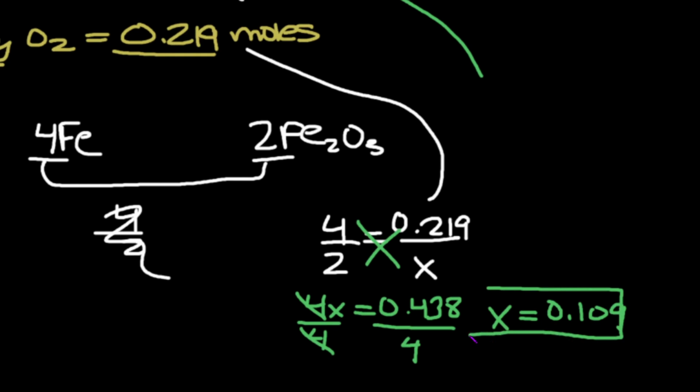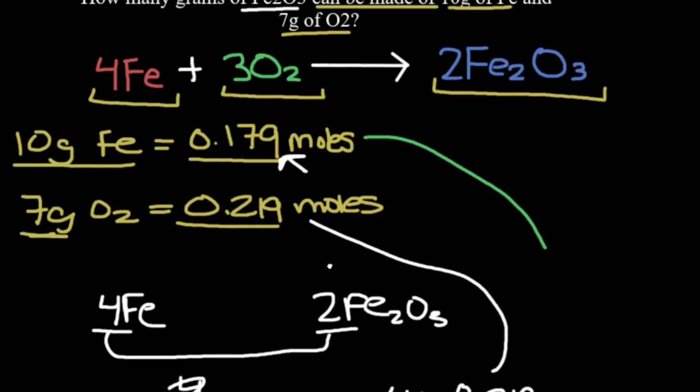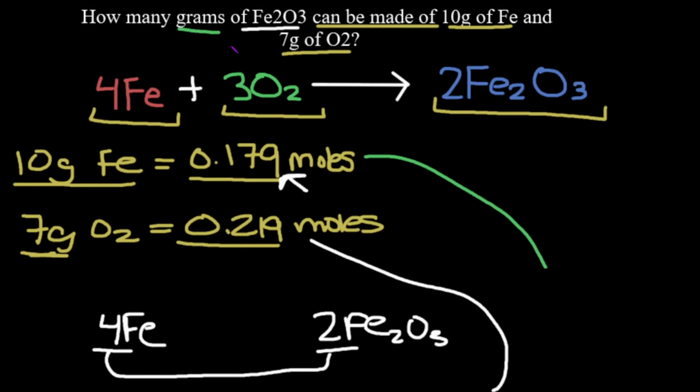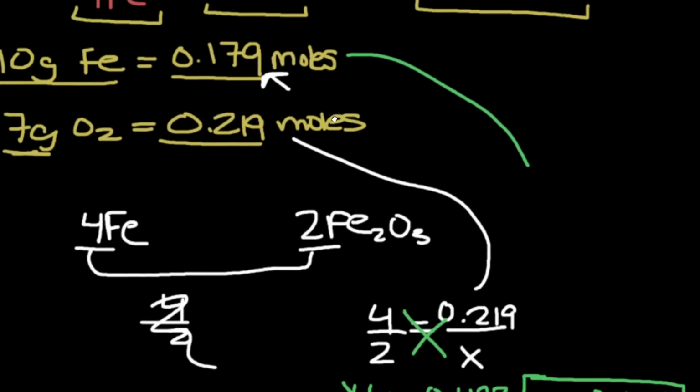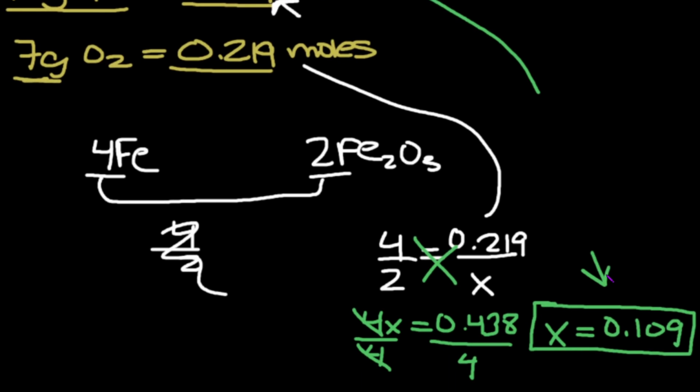Alright. So this is the amount of moles that you have of your answer. But going back to the question, it's asking how many grams, it's not asking how many moles. So this is the very last step, and you would have to convert the moles, which is 0.109, into grams, right? So let me do that right here.